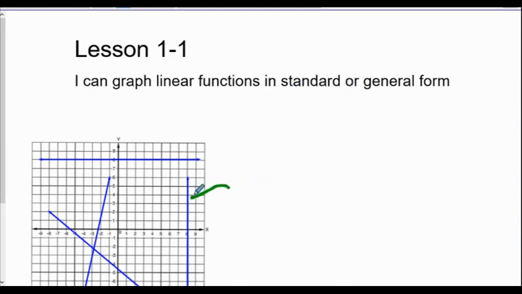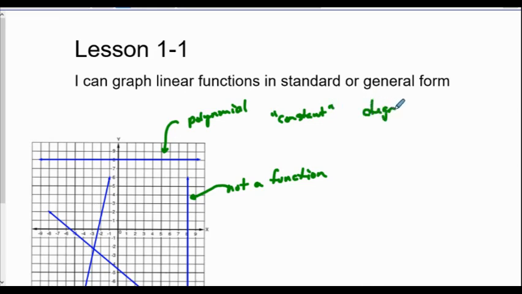And this is not a function. Okay, so if your answer looks like that, you have made some kind of error because that is not a function in terms of y. This one here is a polynomial function, but it is not linear. It is a constant. Okay, it has a constant with a degree equal to 0.